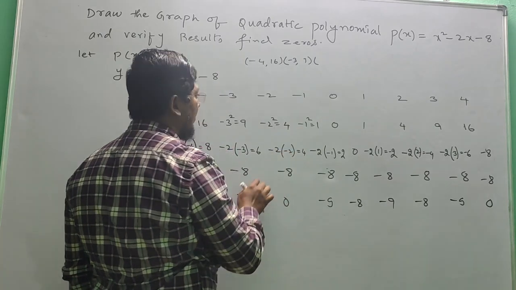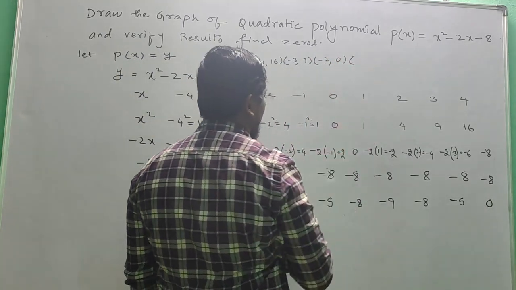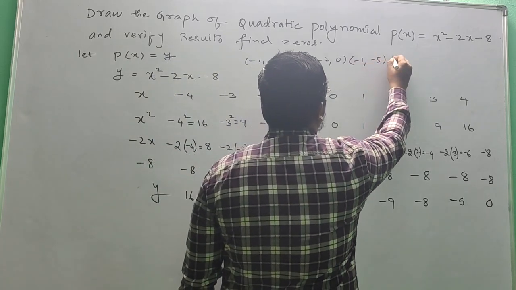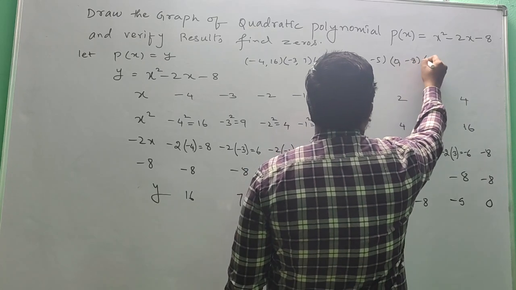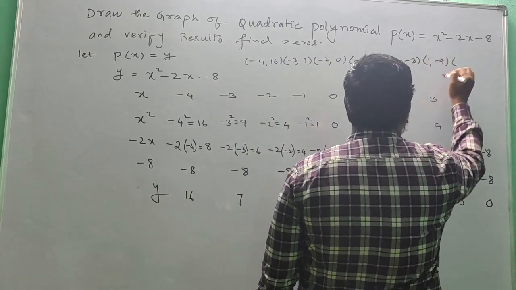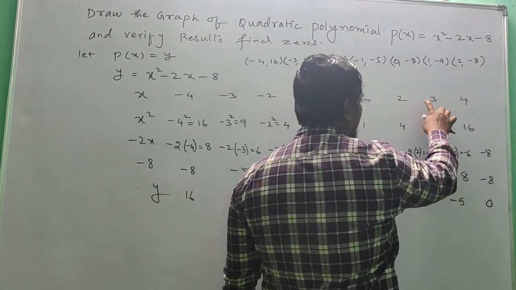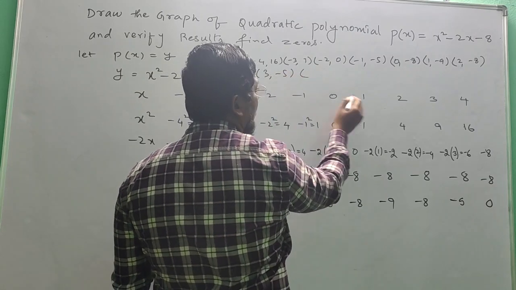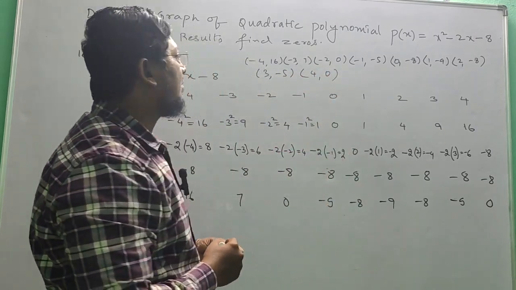What is the next value? Minus 2 comma 0. What is the next value? Minus 1 comma minus 5. What is the next value? 0 comma minus 8. What is the next value? 1 comma minus 9. What is the next value? 2 comma minus 8. What is the next value? 3 comma minus 5. What is the next value? 4 comma 0. These all are 0. Okay, that many values we have.